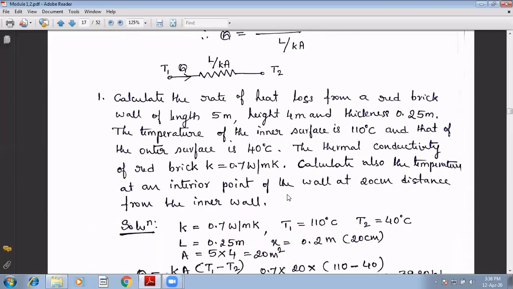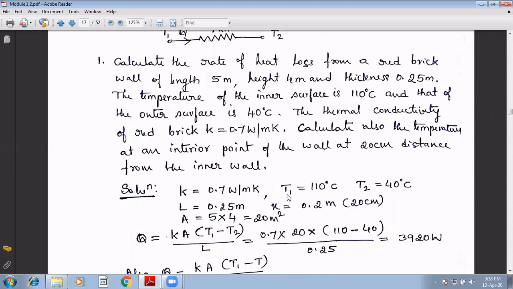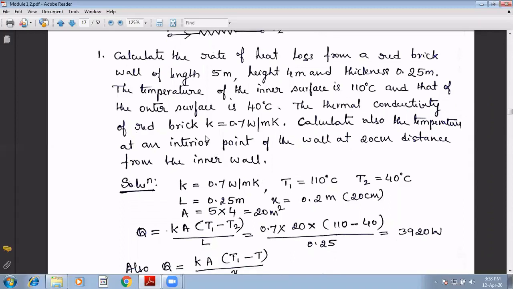Let us consider a problem. Calculate the rate of heat loss from a red brick wall of length 5 meter, height 4 meter, and thickness 0.25 meter. The temperature of the inner surface is 110 degrees Celsius and outer is 40 degrees Celsius. Thermal conductivity of the brick is given, which is 0.7 watt per meter Kelvin. You also need to calculate the temperature at an interior point at a distance of 20 centimeter from the inner wall. Okay, fine.